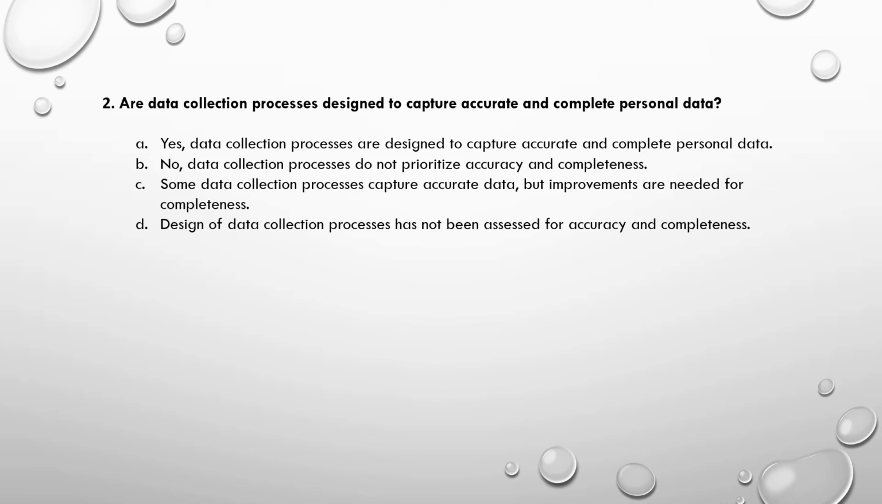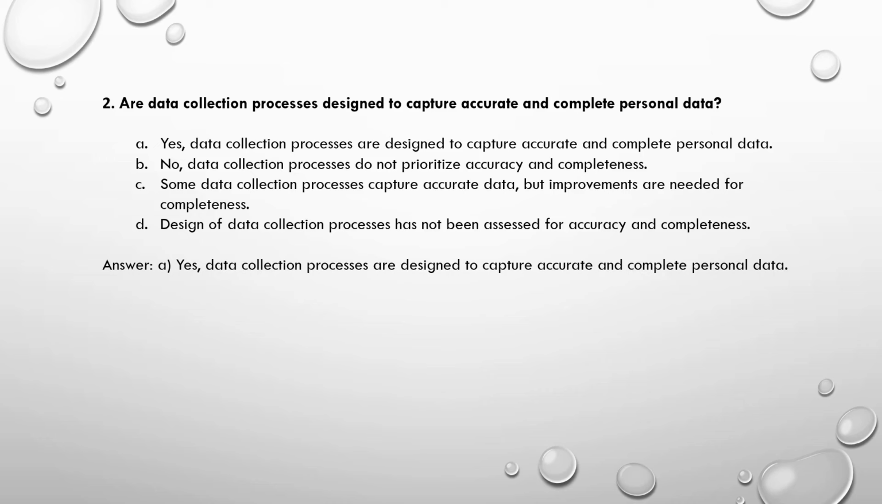So let's go with option A as the answer. Yes, data collection processes are designed to capture accurate and complete personal data. This option indicates that the organization has intentionally structured their data collection mechanisms to ensure both the precision and the fullness of the data they gather. So if your organization status is as per option A, that means they have the processes in place and have designed them to capture accurate and complete personal data. The rest of the options mean the status of your organization is at risk.